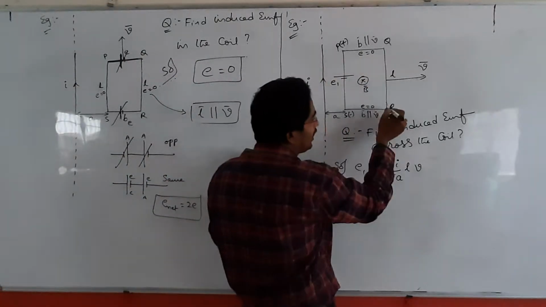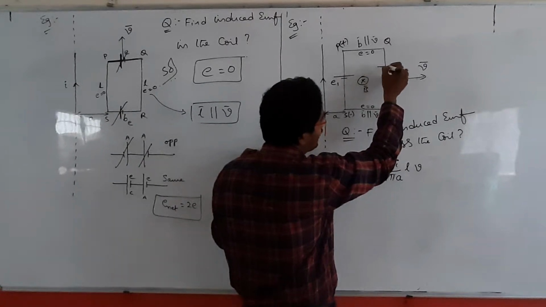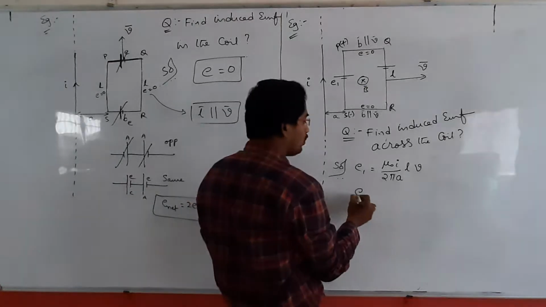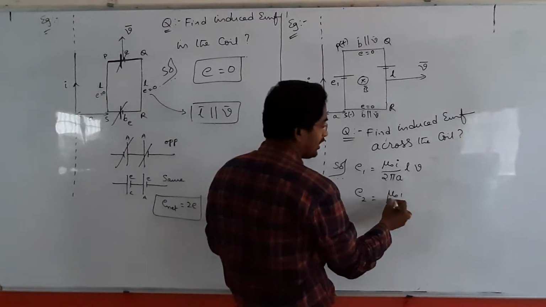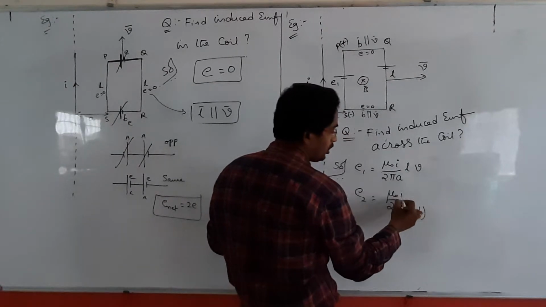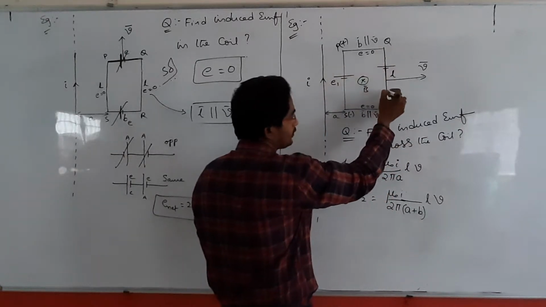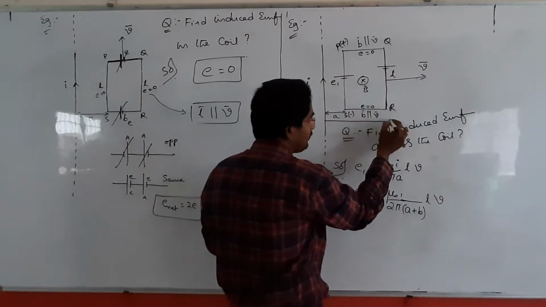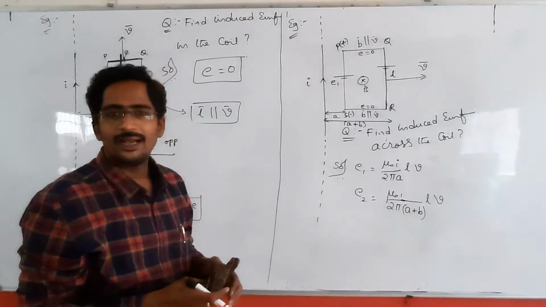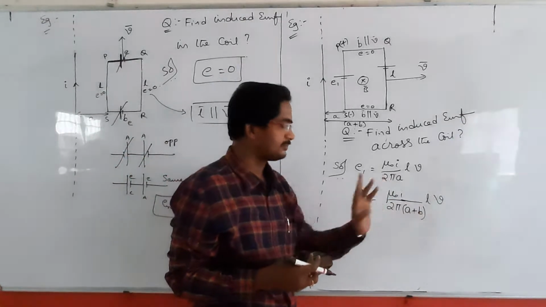And in Q and R, Q is at high potential, R is at low potential. By that again it acts as a battery. Then how can we write the induced EMF across this now? E2 equal to mu naught I by 2 pi (a plus b) into L v. Because this wire is at what distance from here? a plus b. By that we are writing that as mu naught I by 2 pi (a plus b) L v.